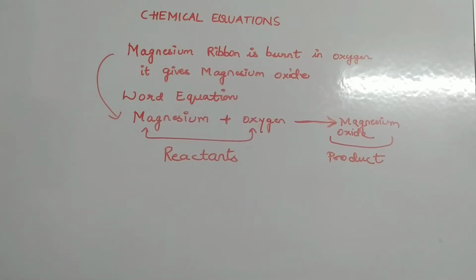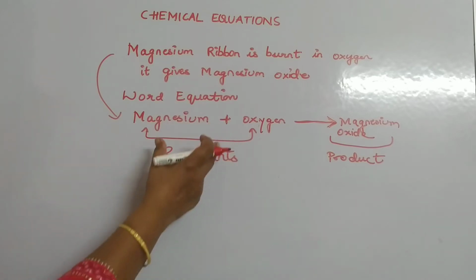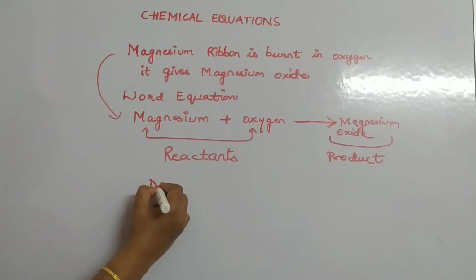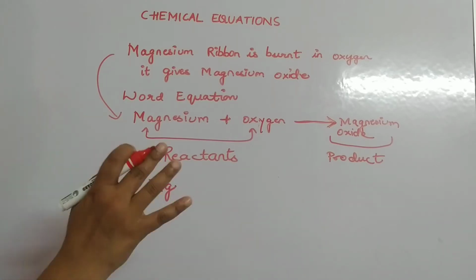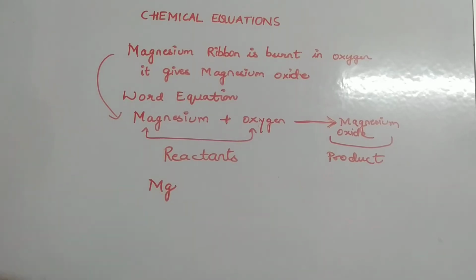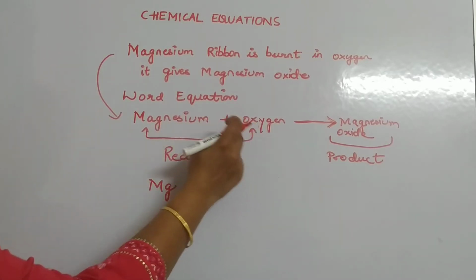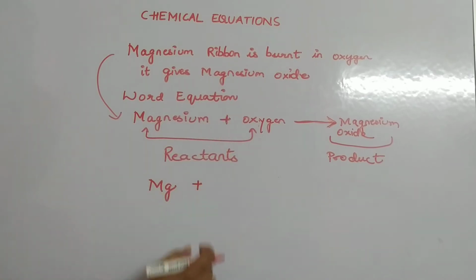Can we make it more simple? Yes, we can. Let us see how. Can we write the symbols of these elements or compounds that we are using? Means for the reactants, two reactants are there, magnesium and oxygen. Can I write simply magnesium? I don't need to write it in full. Can I write magnesium Mg plus? Because there were two reactants, that's why we have to put a plus sign over there.